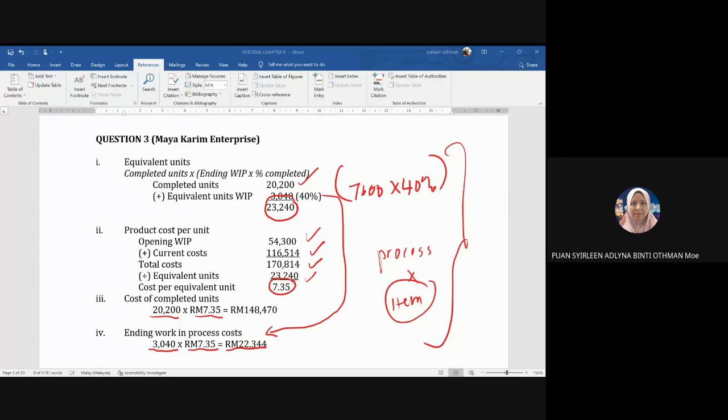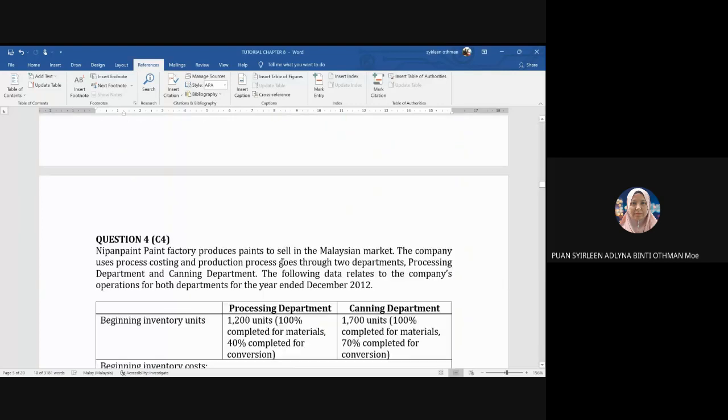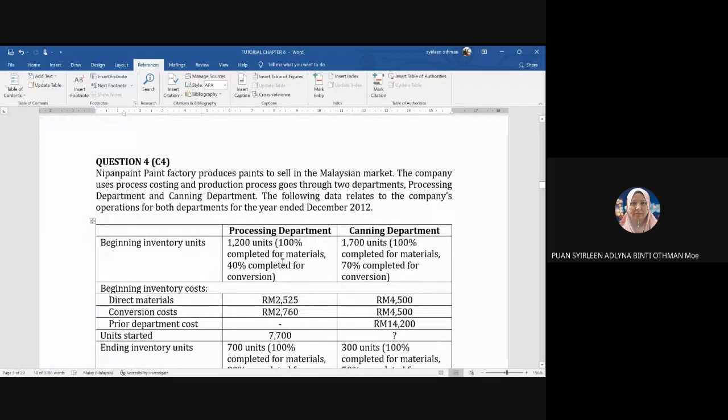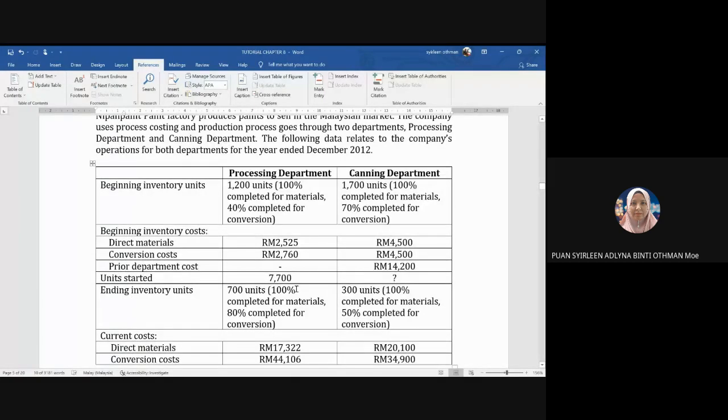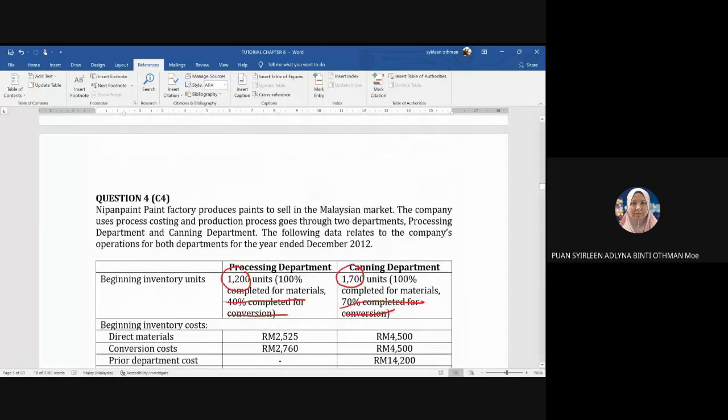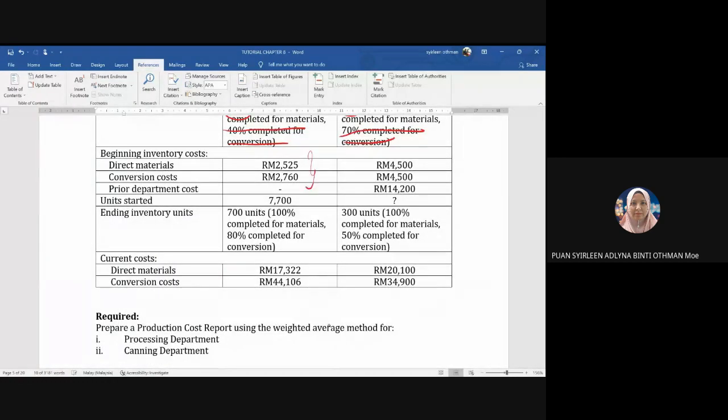Next, we are going to proceed to question 4. Okay, yang ni panjang sikit lah. Panjang tapi senang sebab dia bagi ini beginning units. Okay, saya tengok ni saja. Yang persen-persen ni saya tak tengok sebab kita ambil percentage atas ending WIP, bukan beginning WIP. Okay, alright, ini beginning cost. This is your baki BB.